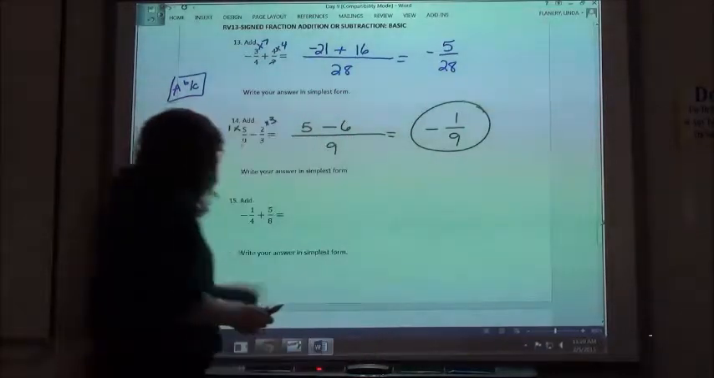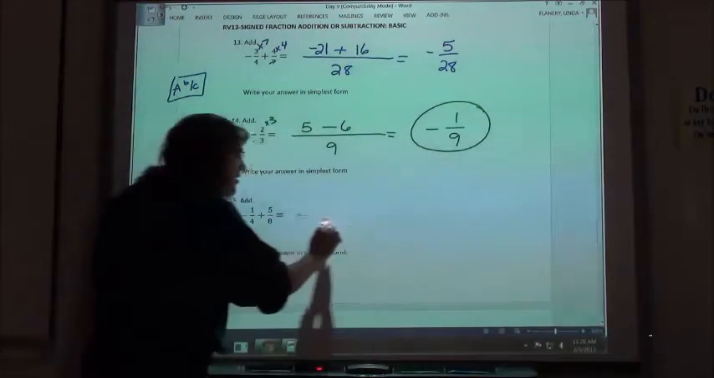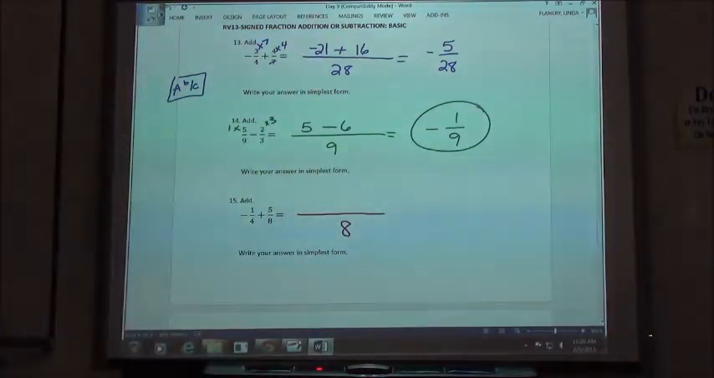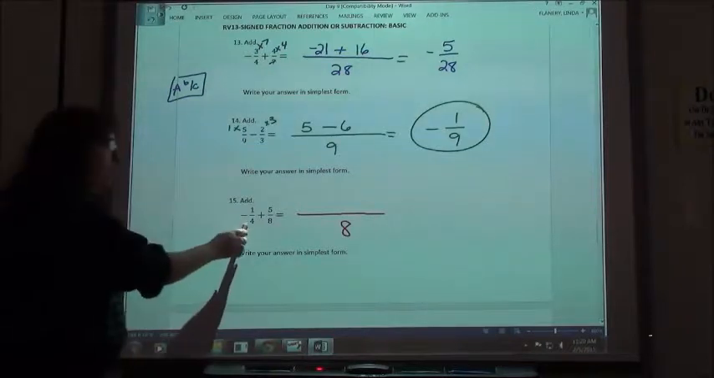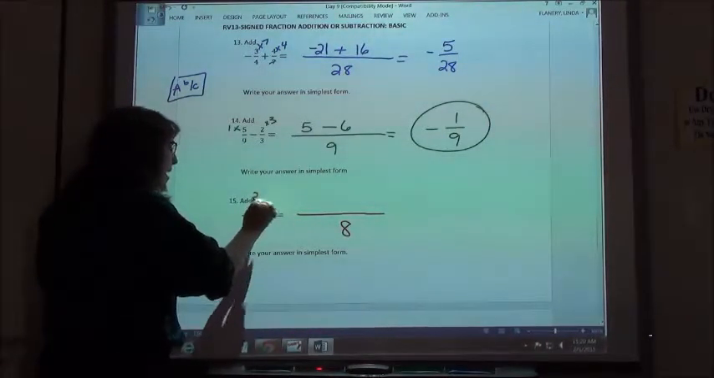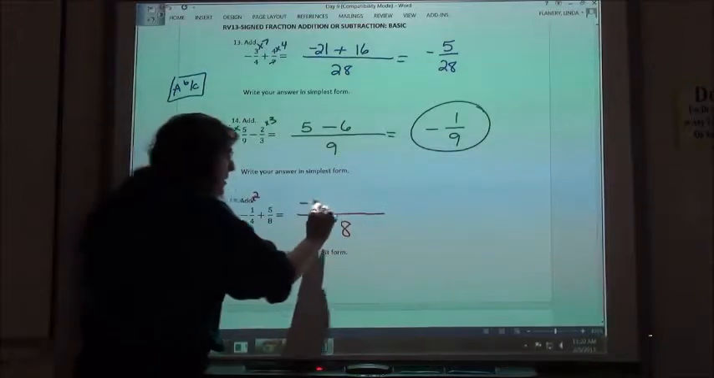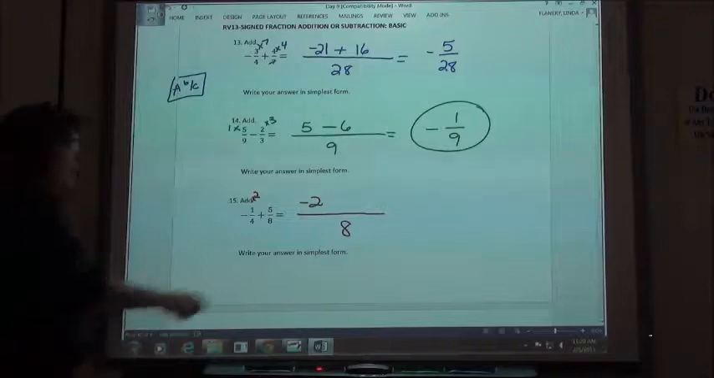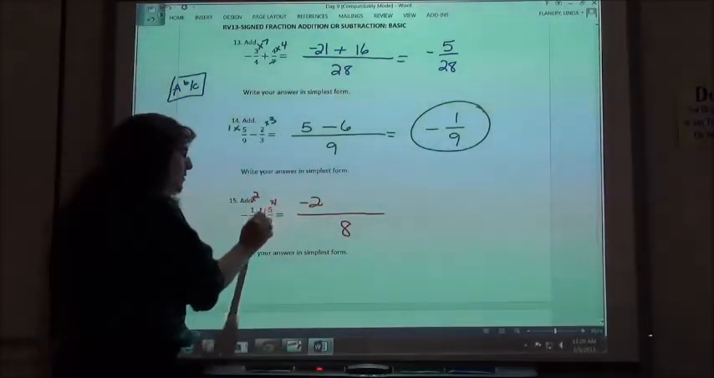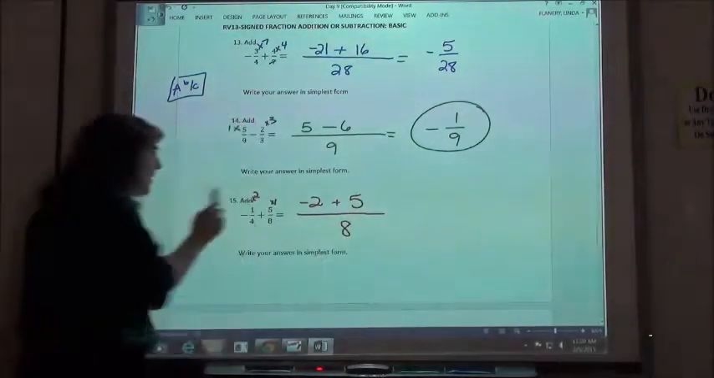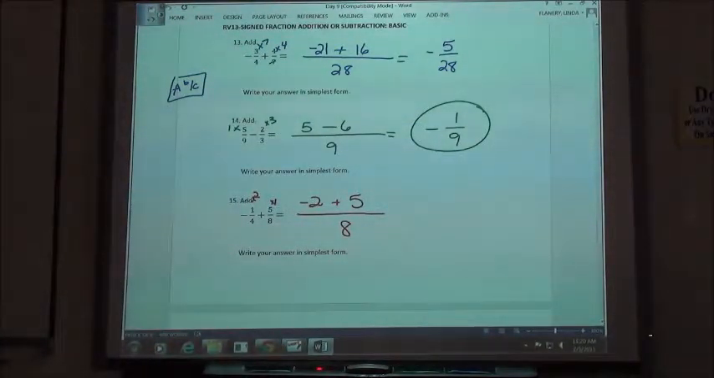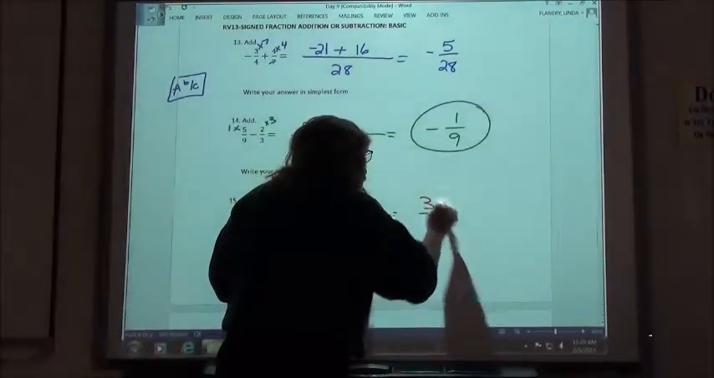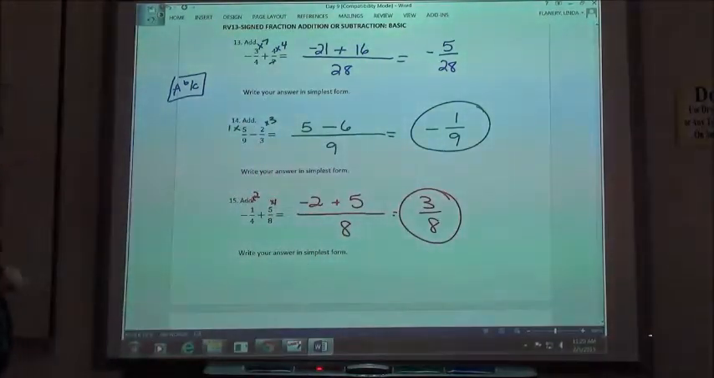And number 15, same kind of thing. I'm going to add my fractions. Since 4 does divide into 8 nice and evenly, 8's going to be my common denominator. 4 goes into 8 2 times. Negative 1 times 2 would be minus 2. A minus 2/8 is equal to negative 1/4. 8 goes into 8 one time. 1 times 5, still 5/8. There was that plus sign between them. So negative 2 plus 5 is 3. So 3/8 is going to end up being my answer.